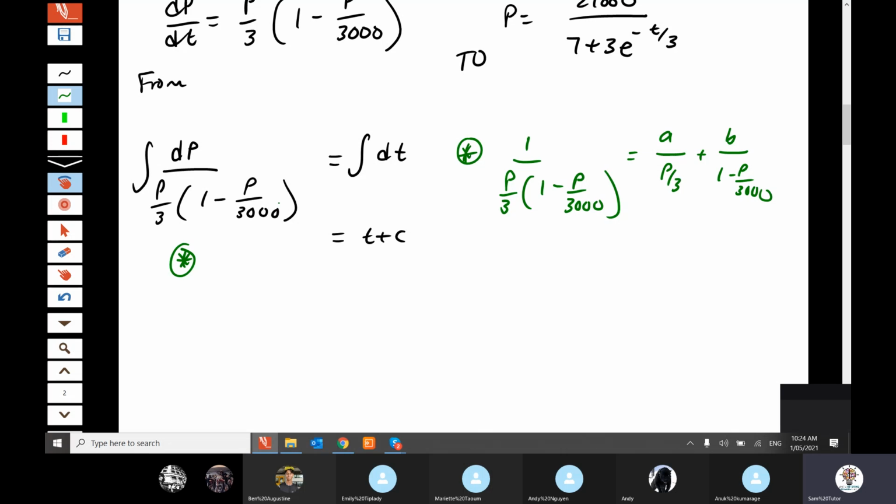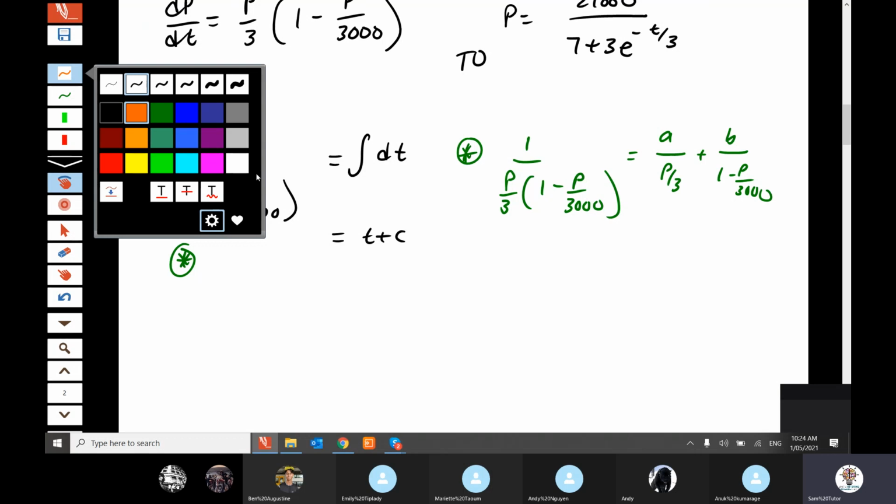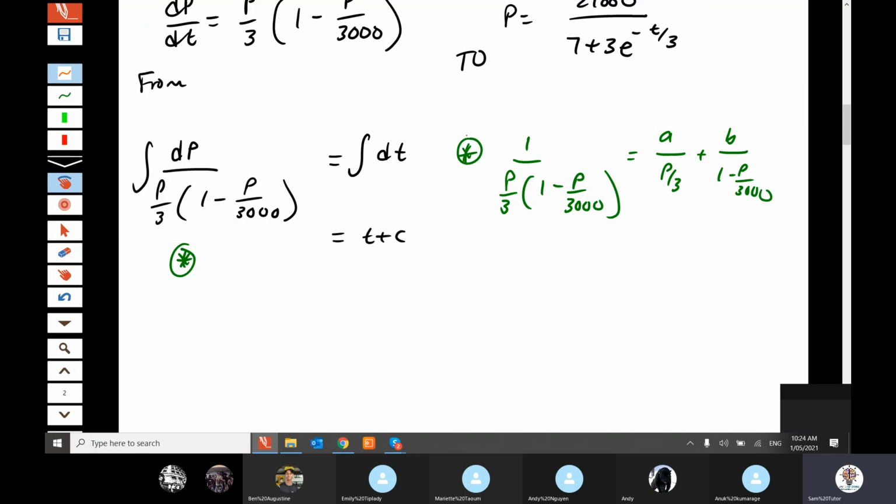And actually, this is my working out, by the way, in my exam. So on my left-hand side, I'll have the things in black. And then on the right-hand side, I'll start working out my partial fractions. Just letting you know, everything I've ever shown you is the way I would write it in my exam. But okay, 1 equals A bracket 1 minus P over 3000 plus B bracket P over 3. All good with that? Everyone's happy with what I've done? Common denominators, and then you write whatever you're left with in the numerator.